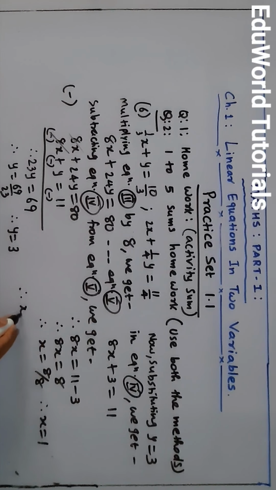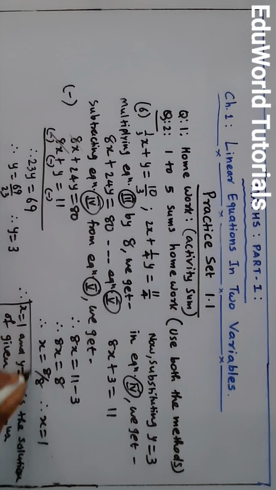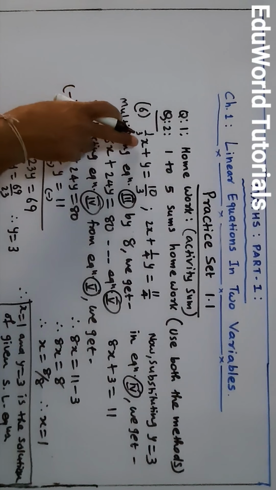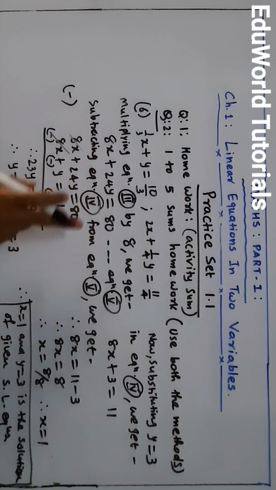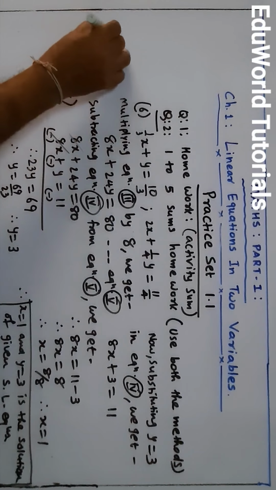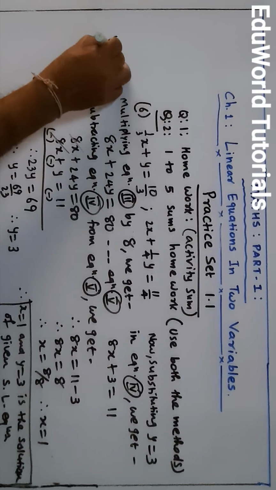And therefore x equal to 1 and y equal to 3 is the solution of the given simultaneous linear equations. This is our answer. These are the values of x and y. Let us put them here. x is 1 and y is 3. If I put x equal to 1, then this will remain 1 upon 3 plus y is 3. So 1 upon 3 plus 3.